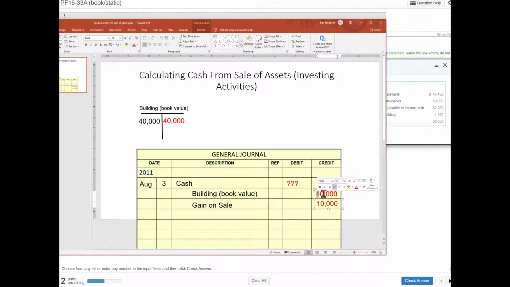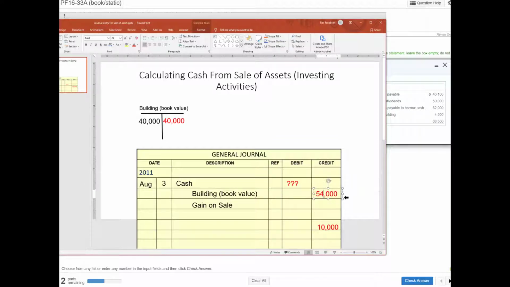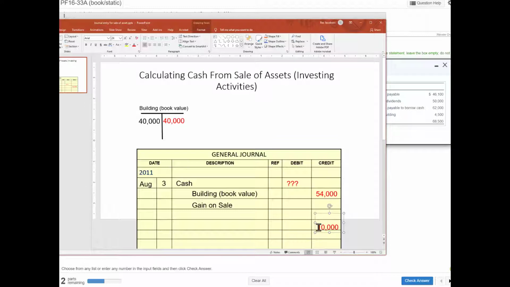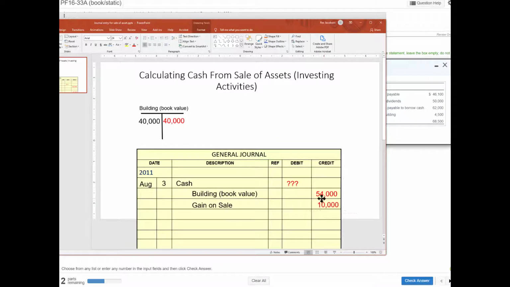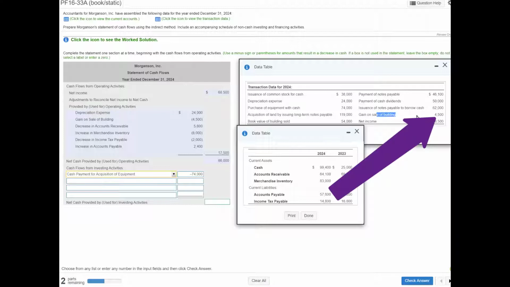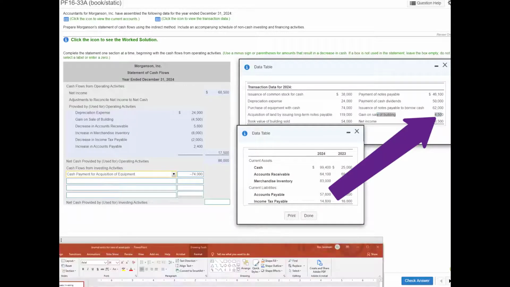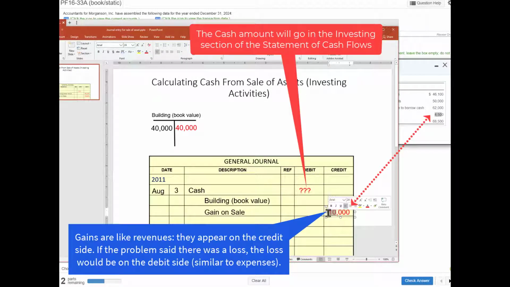You could just do this on scratch paper, obviously. There we go, 54,000. I see what's going on. And then we need to see if we have a gain or a loss from the homework problem. It says we have a gain from the sale of the building of $4,500. So this is $4,500.